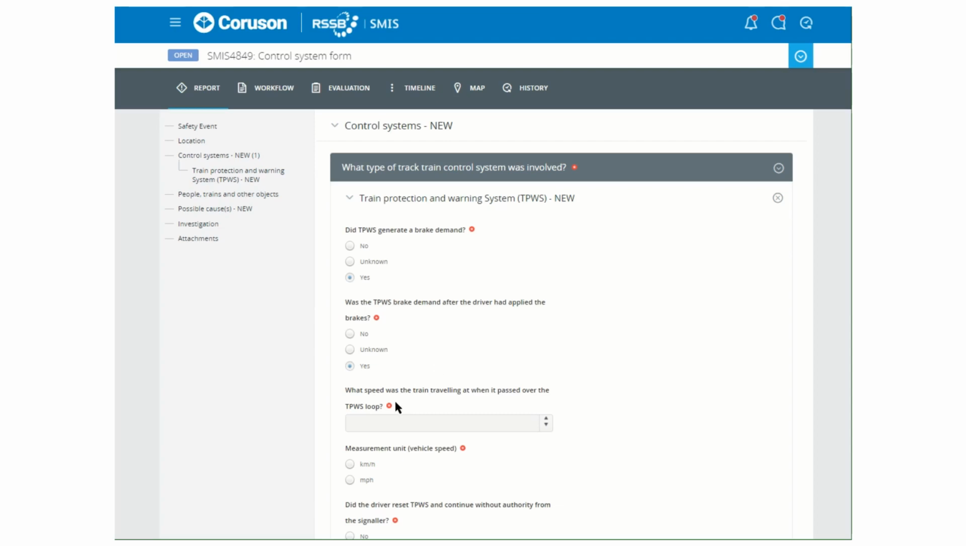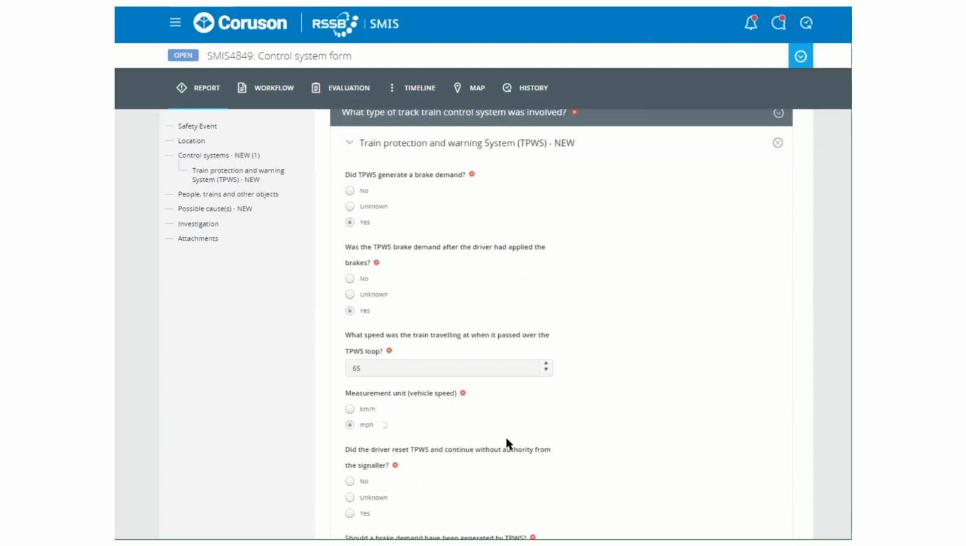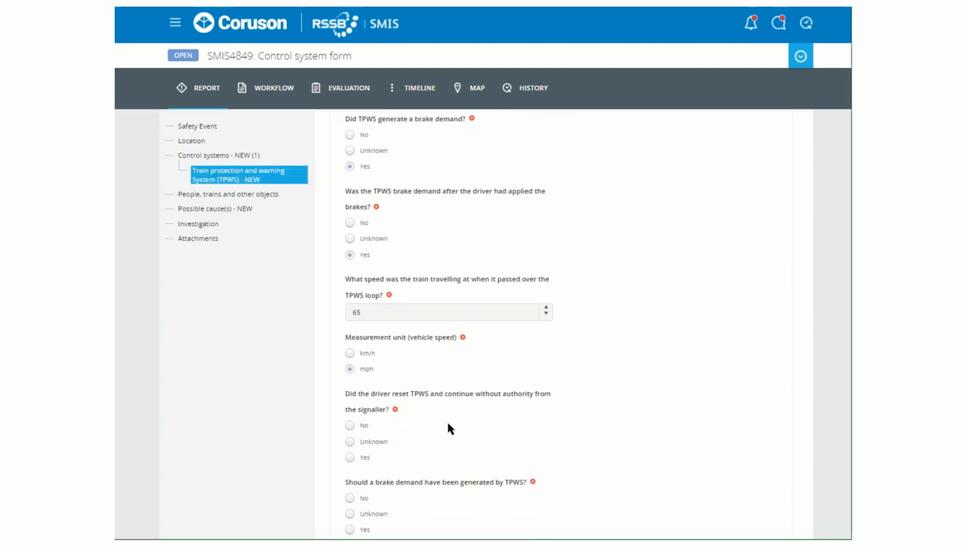Next, we're asked what speed was the train travelling at when it passed over the TPWS loop. So let's say it was travelling at 65. Next, you get to specify the measurement of units, so I'll say it's in miles per hour. The following question is, did the driver reset TPWS and continue without authority from the signaller? In this case, they didn't, so we'll select no.